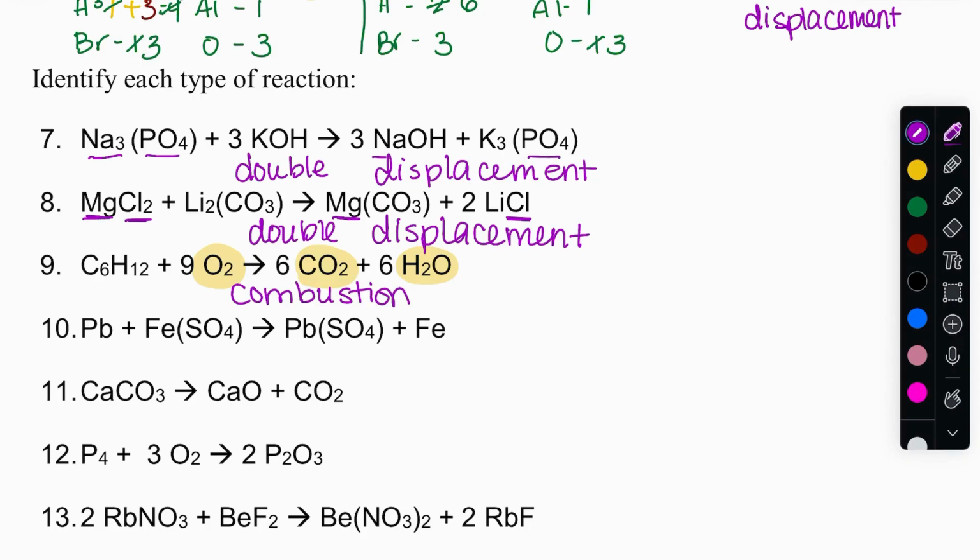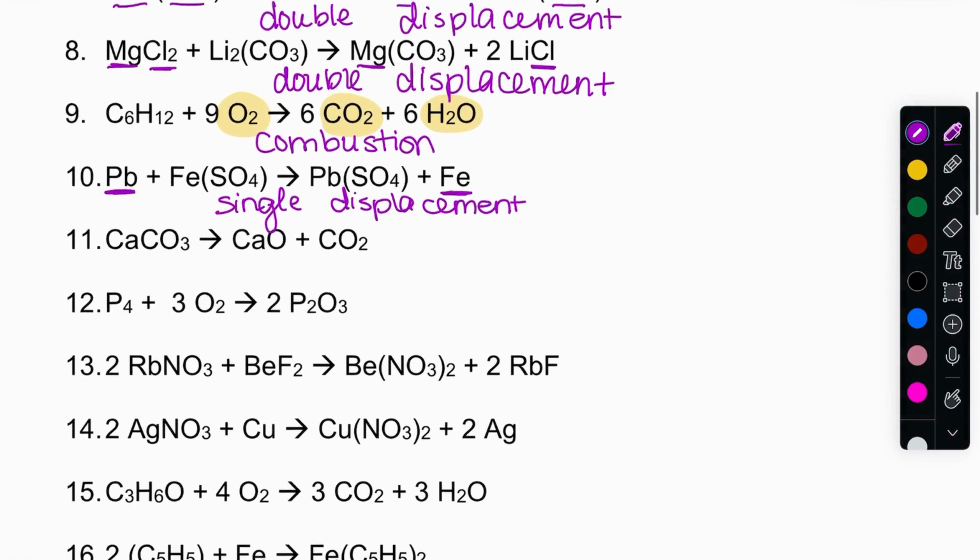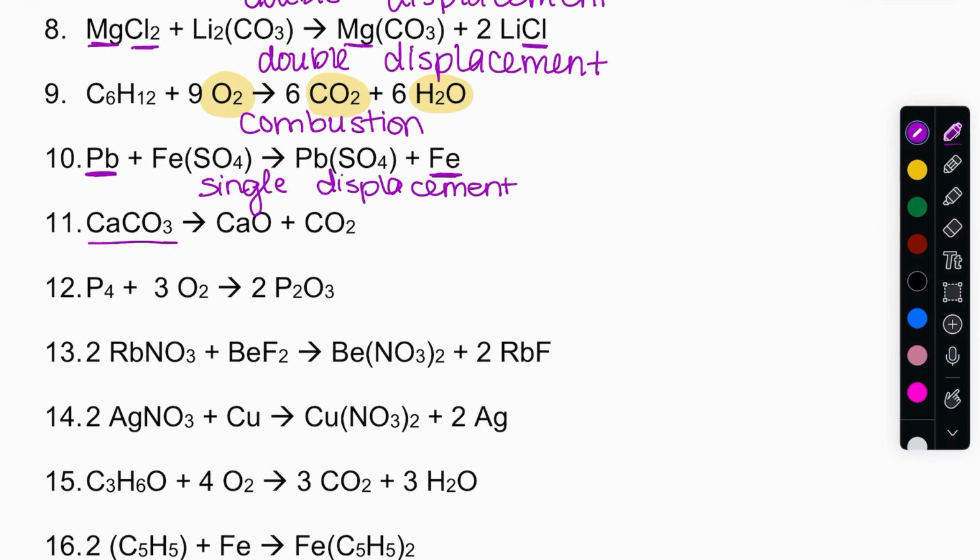Number 10, I don't have 2 complicated things. I have lead all by itself over here, and then I end up with iron all by itself over there. So that's where one element kicks the other one out of the compound, and that is a single displacement. All right, number 11. I have one big complicated thing, only one reactant getting split into 2 products. That is decomposition. And number 12, I have the opposite. I have 2 reactants getting combined into just one single product. So that is synthesis.